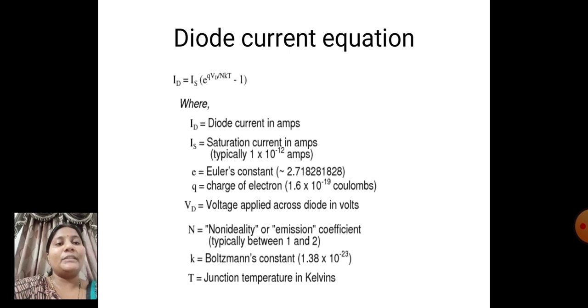And VD is the voltage applied across the diode. The forward voltage VF or VD applied across the diode in the forward bias condition, and N is the non-ideality or emission coefficient, typically between 1 and 2 depending upon the material. If it is silicon it is 1 and germanium it's 2. And K is the Boltzmann constant, which is also a constant here, and J is the junction temperature in Kelvin.